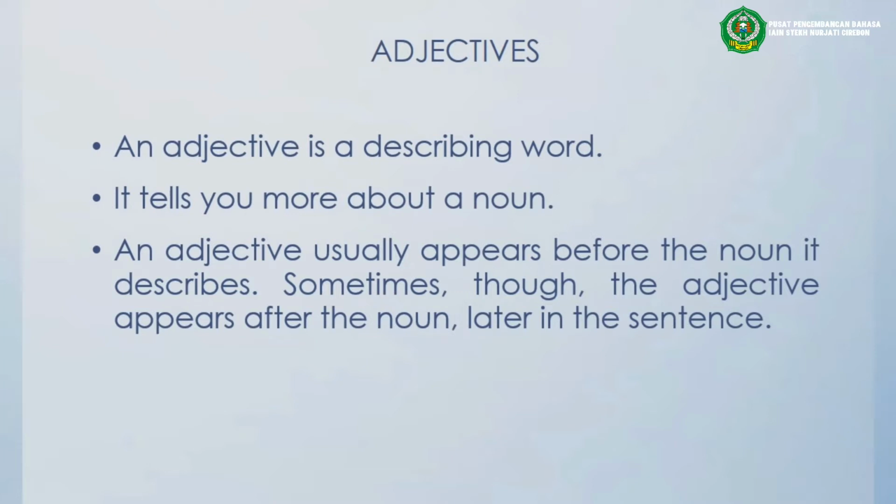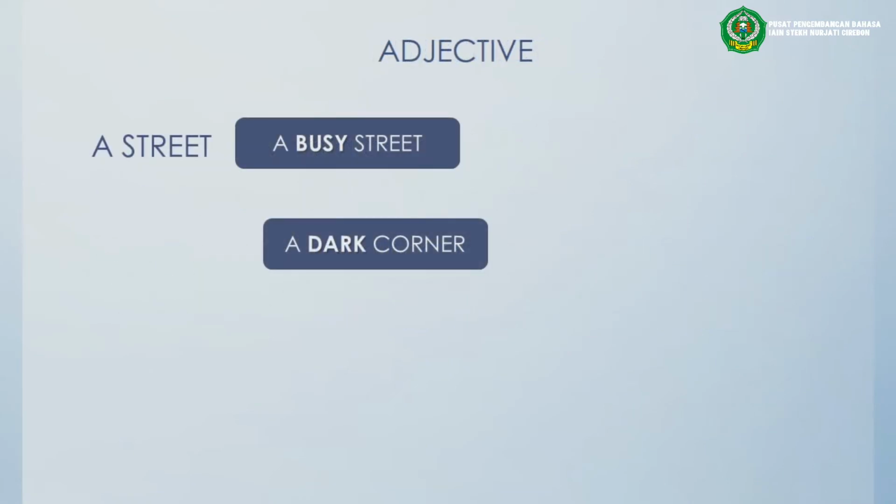Now let's analyze this example of how we use adjectives. For example, we have a noun, a street. It's simply a noun, a street. And we want to describe what kind of street it is. So we add busy, for example. Adjective busy. So it becomes a busy street.